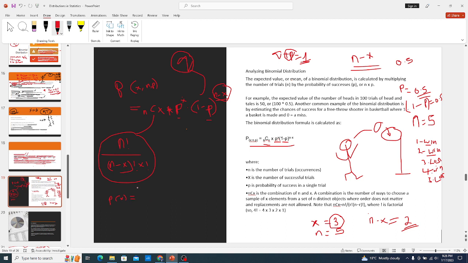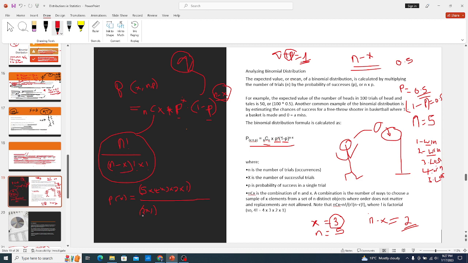So it will be N. What is our N? N is 5. So we'll do N factorial. So it will be 5 multiplied by 4 multiplied by 3 multiplied by 2 multiplied by 1. So that is N factorial. Then let's come to N minus X. So that will be 2 factorial, right? So it will be 2 multiplied by 1. N minus X is 2. So we have 2 factorial.